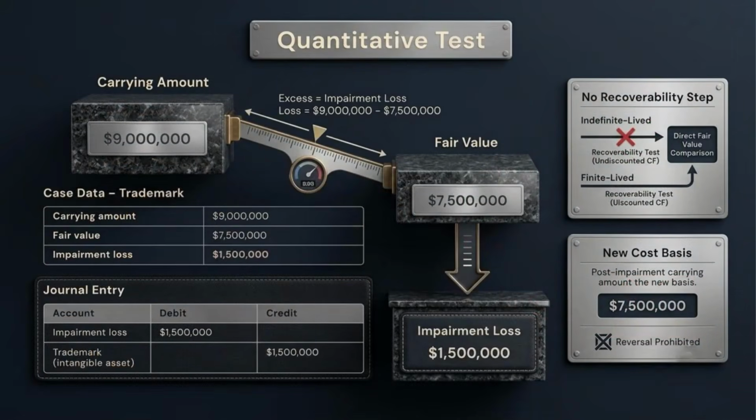The quantitative test for an indefinite lived intangible asset is a direct fair value comparison. There is no separate recoverability step like the ASC 360 model for finite lived assets. In the trademark example, carrying amount is $9 million and fair value is $7.5 million. The impairment loss is $1.5 million. The journal entry is debit impairment loss $1.5 million and credit trademark intangible asset $1.5 million. After impairment, the new carrying amount becomes the new cost basis and reversal is prohibited under US GAAP.